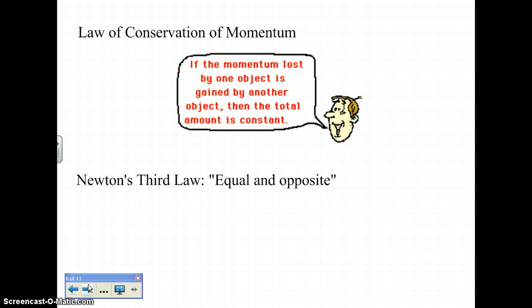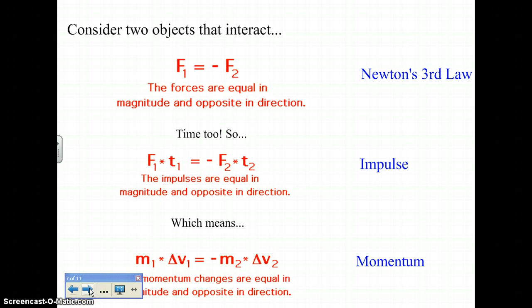Okay, so cool. Newton's third law of motion. Once again, forces between two objects are going to be equal and opposite. So F1 equals negative F2. This is also going to work for time, right? Because the same amount of time is being applied to this system. So F1 times T1 equals negative quantity F2 times T2. So the impulses are equal in magnitude and opposite in direction. So this is where impulse comes into play.